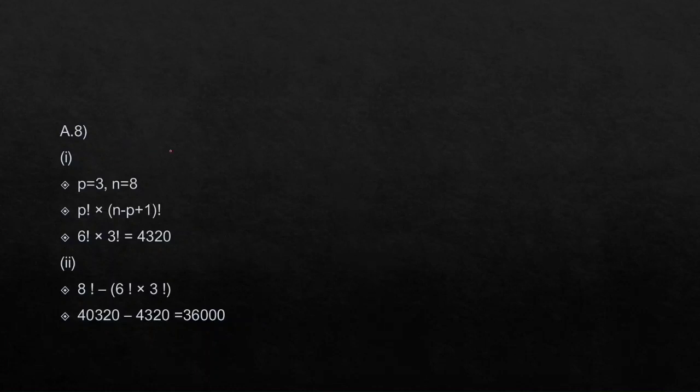Now this will be the answer which is written. P is equal to 3 and N is equal to 8. So P is the number of elements which should occur together out of the total elements, if we focus on the formula. So P will be 3 factorial and N minus P plus 1, which means 8 minus 3 plus 1, will be 6 factorial. So after multiplying, we'll get this answer. And in the second case, as we subtract this from the total number of cases, we'll arrive at this answer.